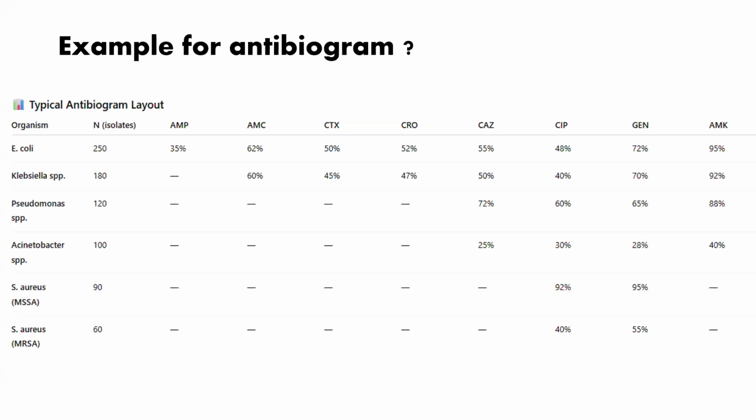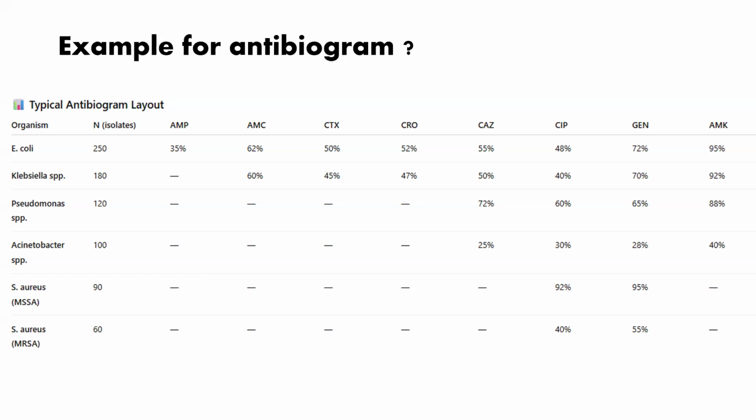So the next slide will be an example of the antibiogram. As you see, it's a report. This is the layout of the antibiogram. This is a table, and it contains many columns and many rows. The first column shows the most common microorganism, and then the next column shows the number of the isolates that appeared during the year. Then the next columns are for the different antimicrobials.